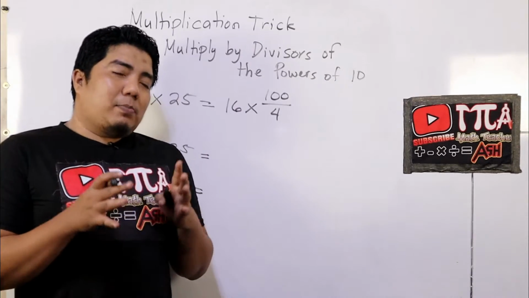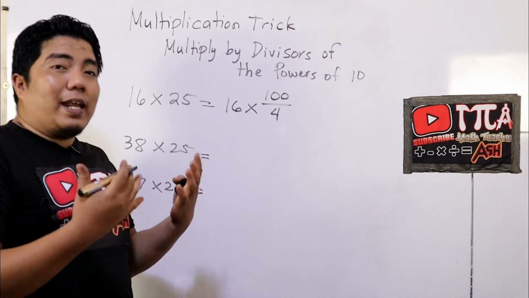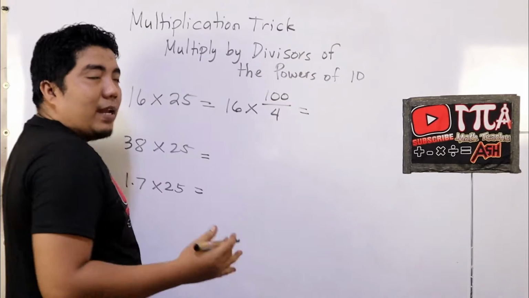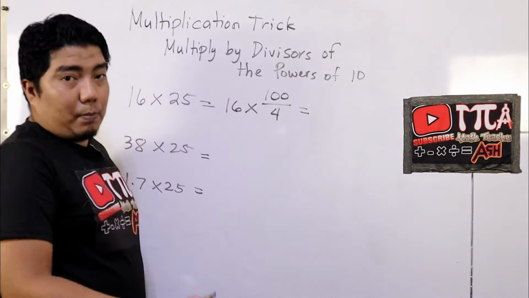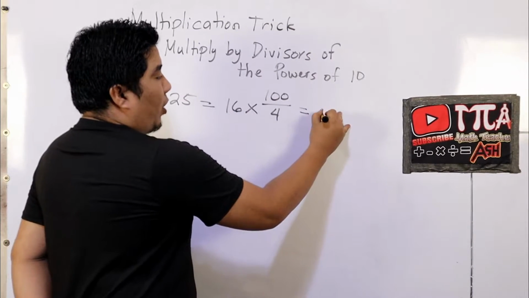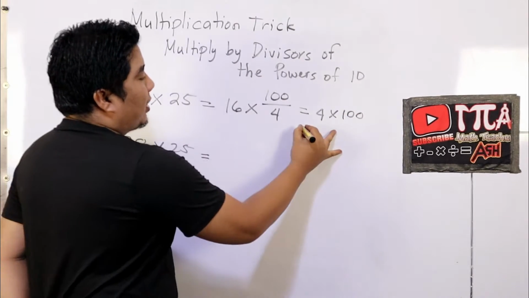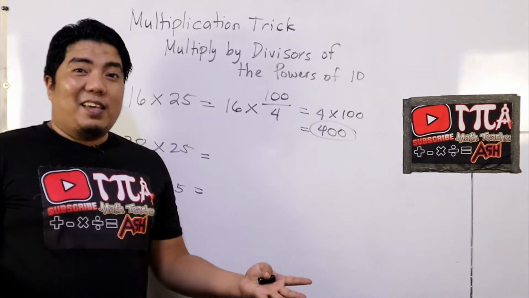So by doing this, my dear math learners, basically, you can solve this easily. Why? Because you can now divide 16 by 4 and then just multiply it by 100. So 16 divided by 4, that is 4 times 100, and 4 times 100 is very much easy, and the answer is 400. Easy, right?